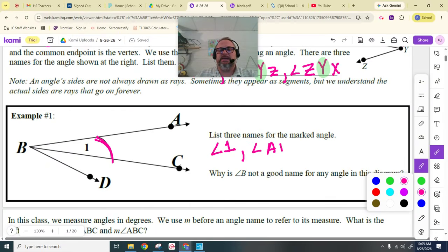Angle A, B, C. Because remember, the middle letter has to be the vertex. A is not the vertex. All right. And we have one more way.